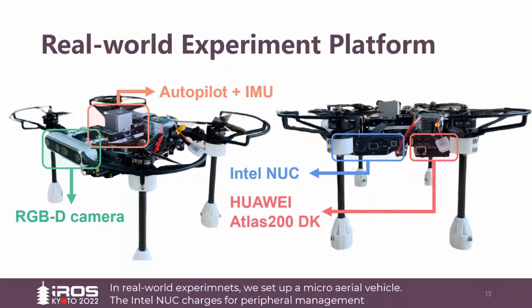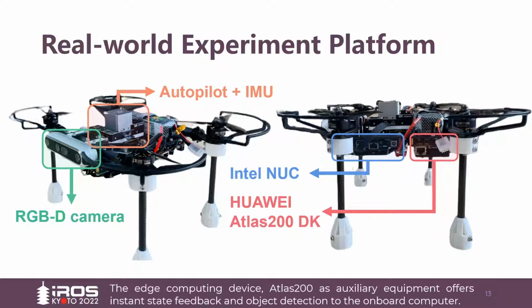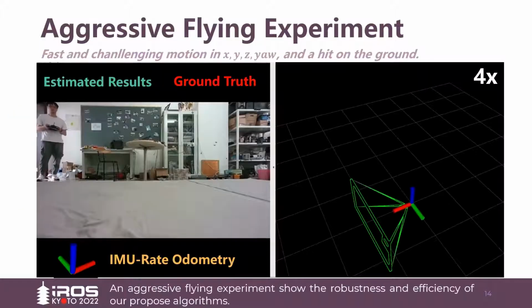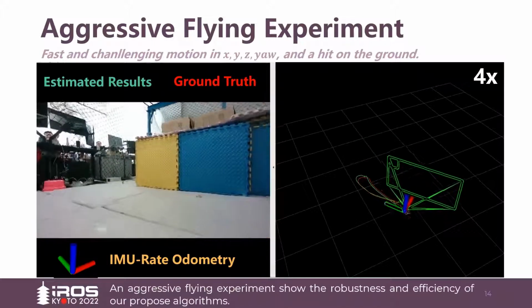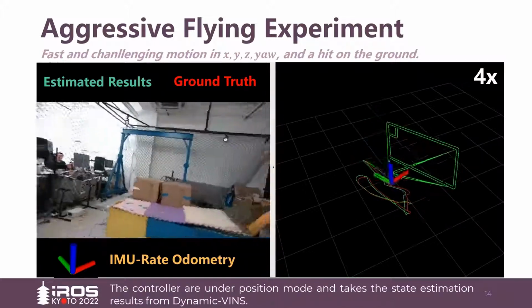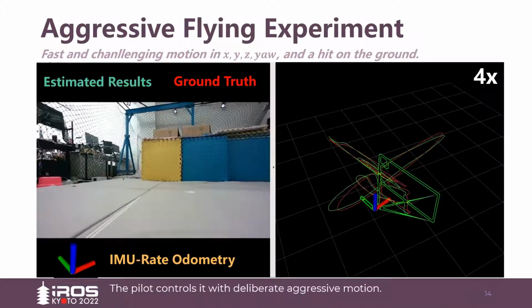In real-world experiments, we set up a micro aerial vehicle. The Intel NUC is in charge of peripheral management and other core functions requiring more CPU resources, such as planning and mapping. The edge computing device Atlas 200 serves as auxiliary equipment, providing instant state feedback and object detection to the onboard computer. An aggressive flying experiment showed the robustness and efficiency of our proposed algorithm. The controllers are under position mode and use the state estimation results from Dynamic VINS. The pilot controls it with deliberately aggressive motion.